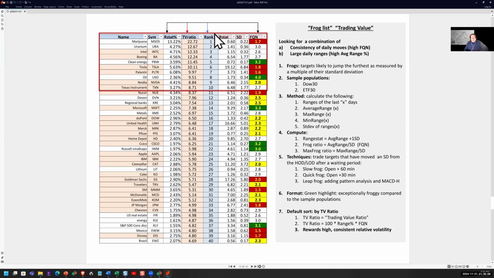Frog list. These are the ones with high trading value. Marijuana, 13.2%. Even though the frog quality number is low, that daily volatility has got to get your attention. And otherwise, the usual suspects: Intel, Clean Energy, Tesla, Palantir, Nvidia, rounding out the top 10.